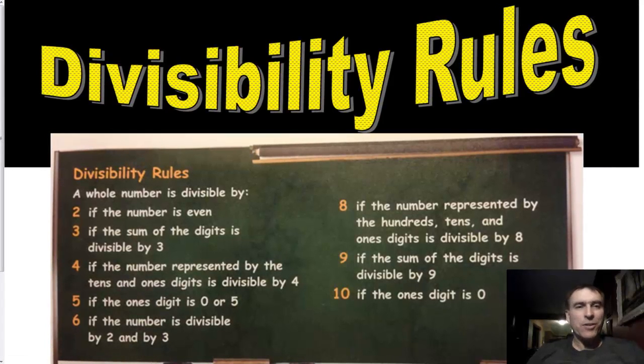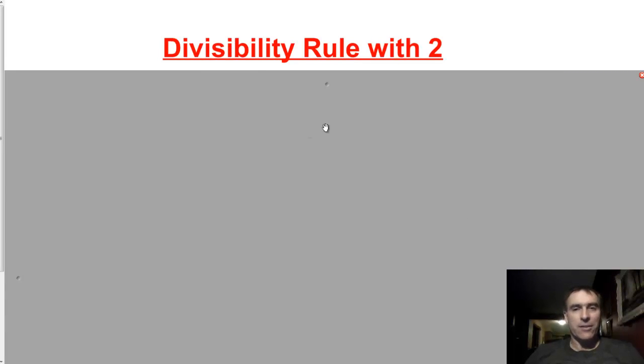Hey grade 6s, we're looking at divisibility rules, meaning the rules that we can establish that will allow a whole number to divide evenly into a bigger number. And this is a chart that's in our textbook, and it's really well laid out, going from 2s to 10s, explaining the rules that will guide us through the process. So let's look at it to start off with.